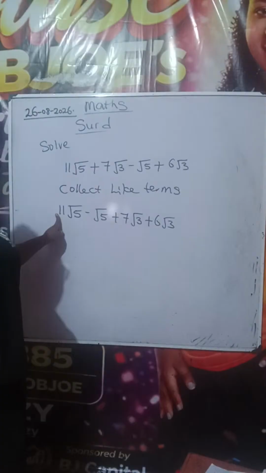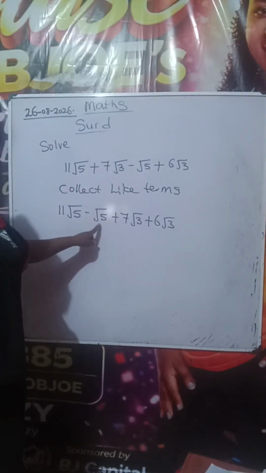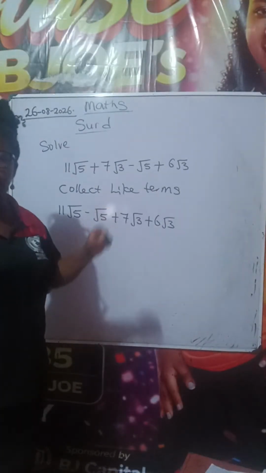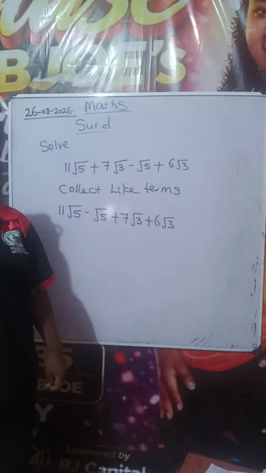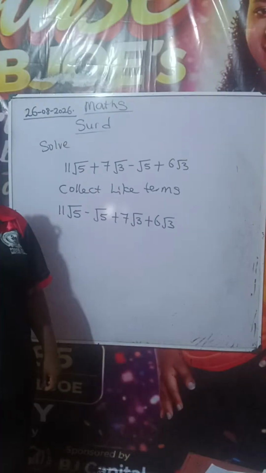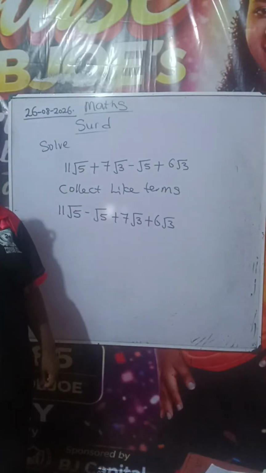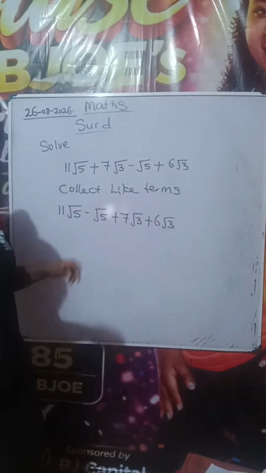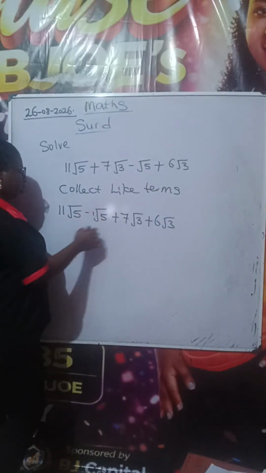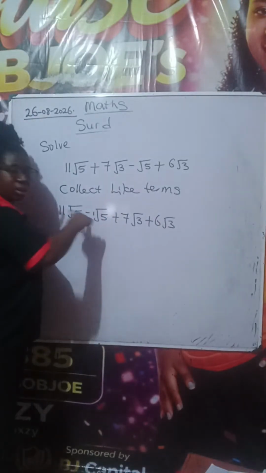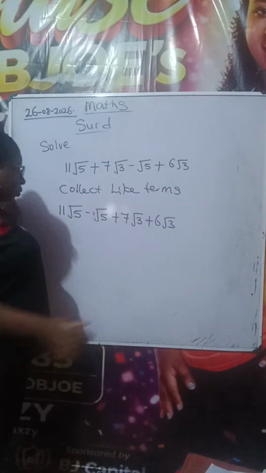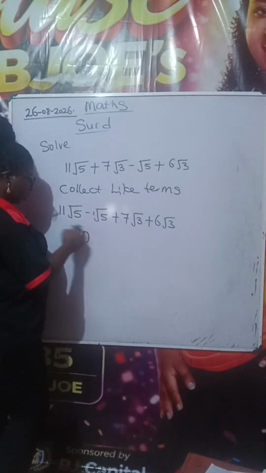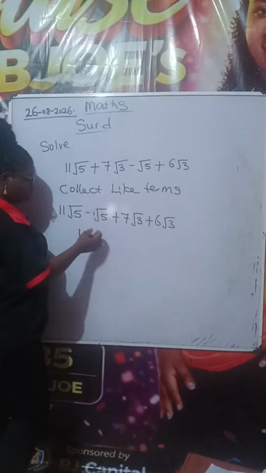Now 11 root 5 minus root 5, what are we going to get? See, look at it. The coefficient here is 1. That means 11 minus 1. We are getting 10, correct. So that will give us 10 root 5.